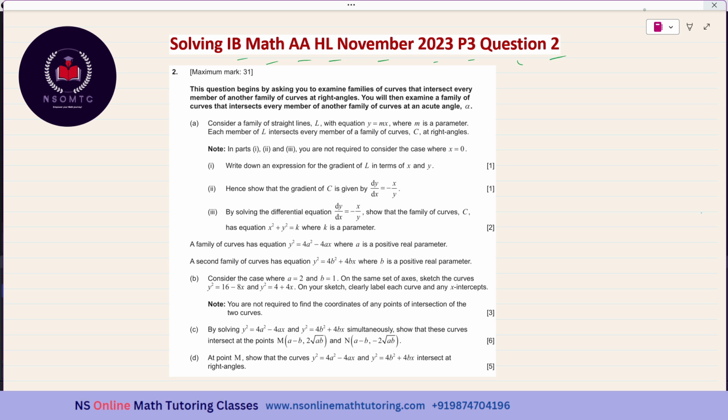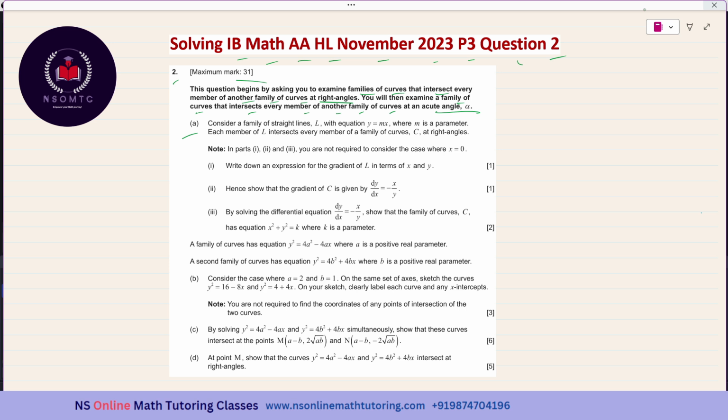So without any further delay, let us start answering question number 2. The maximum mark is 31. This question begins by asking you to examine families of curves that intersect every member of another family of curves at right angles. You will then examine a family of curves that intersects every member of another family of curves at an acute angle alpha.